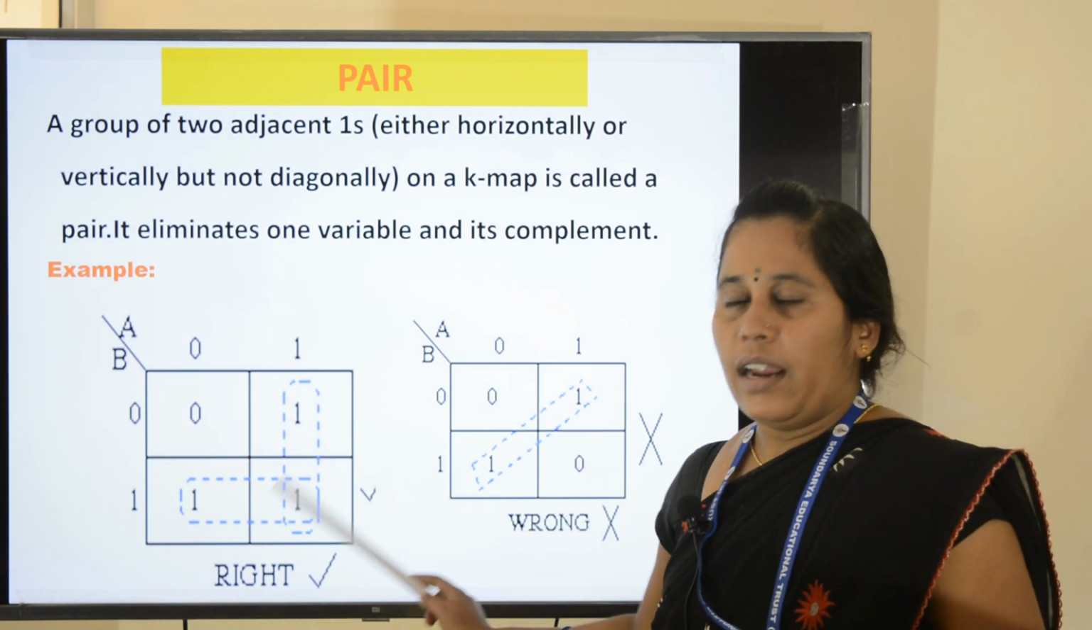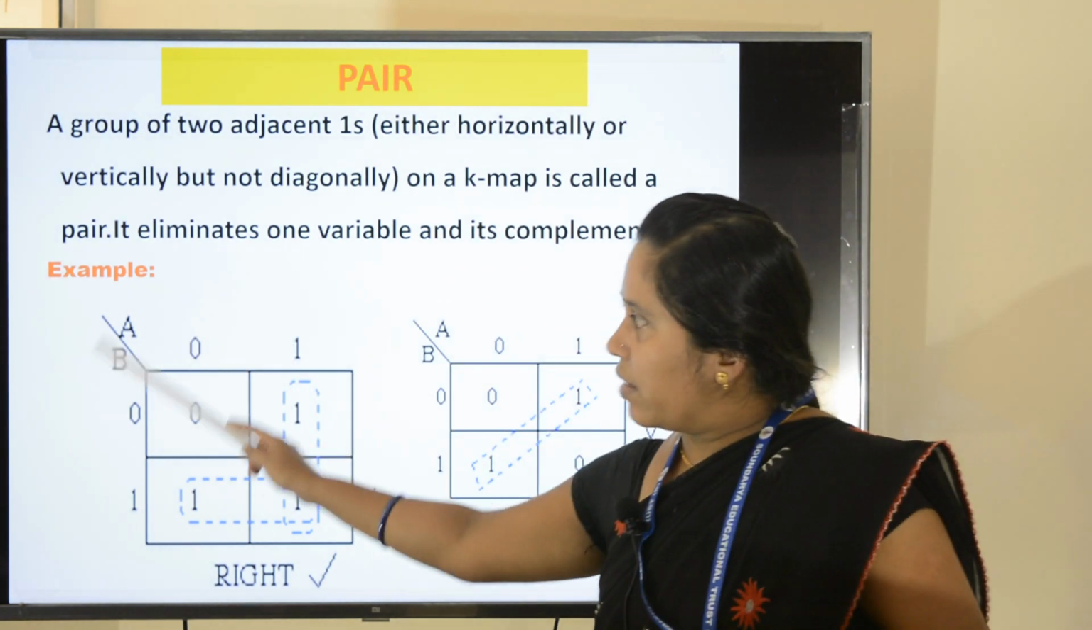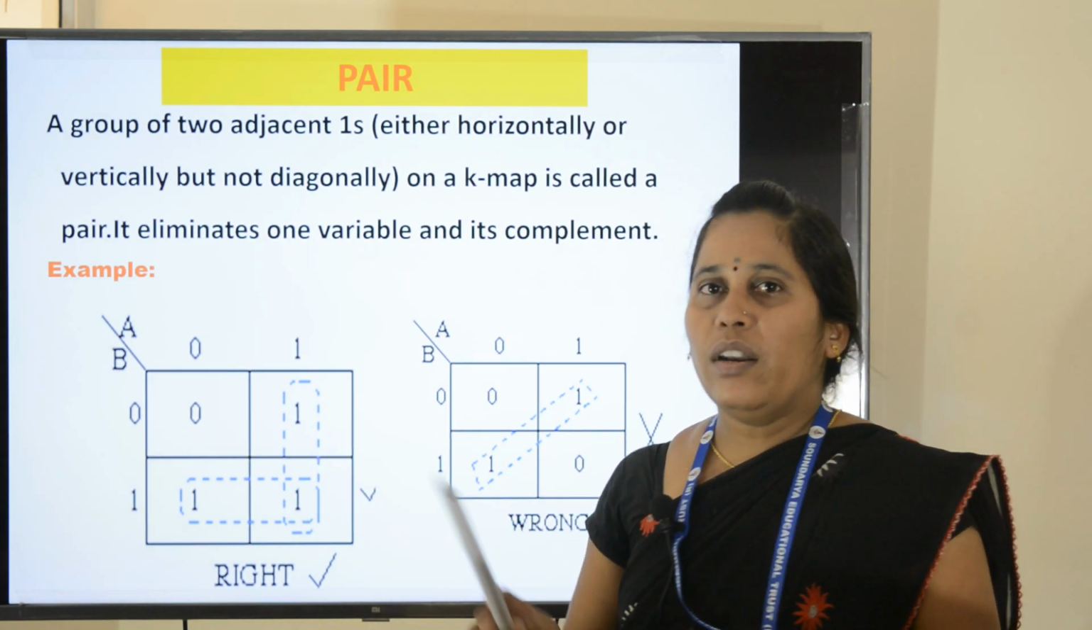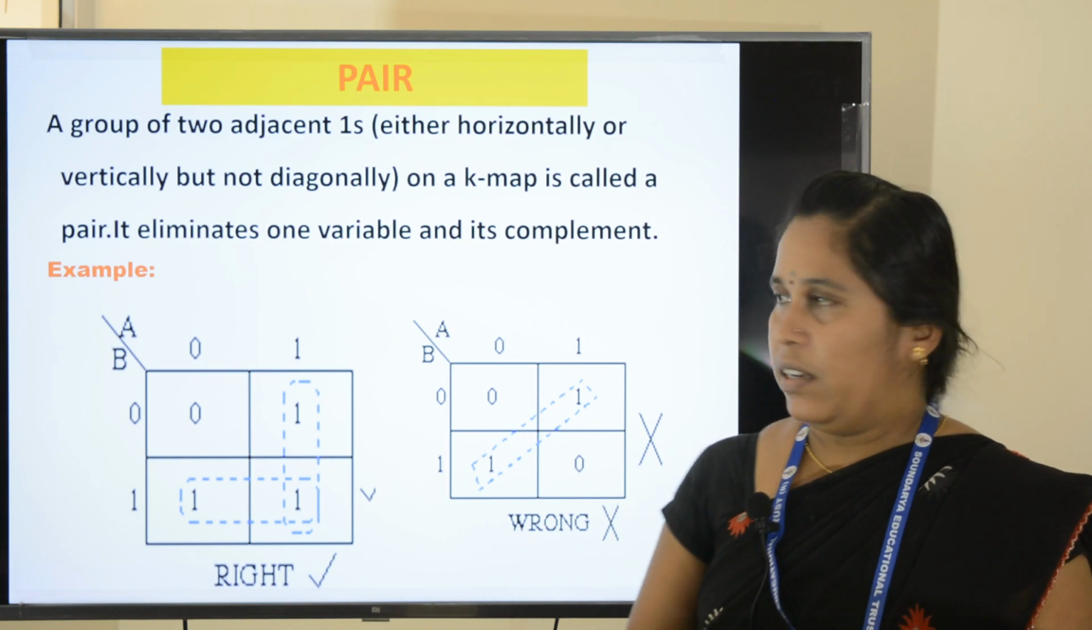In a pair, it eliminates one variable and its complement. In the example, there are two variables. Out of two variables, one variable and its complement are eliminated.